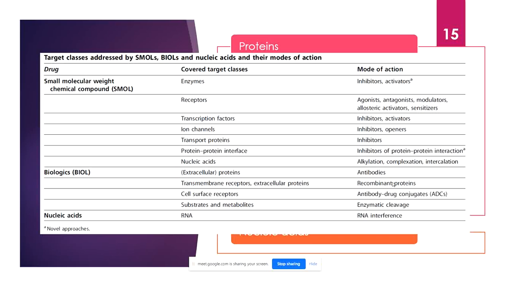Now, there are some molecules. You can obviously divide this according to several criteria. As I've said, you have to classify these molecules. So there are various kinds of classification. One is the small molecules. The small molecules generally target the enzyme, receptor, transcription factor, ion channels, transport proteins, and all. Okay, and then you have the other, the biologics.